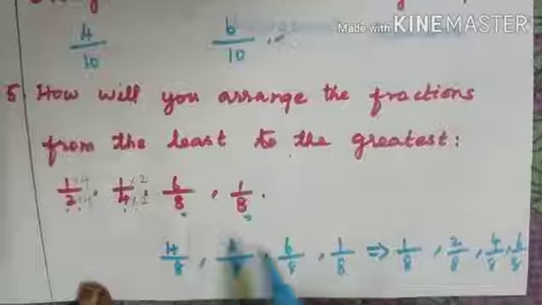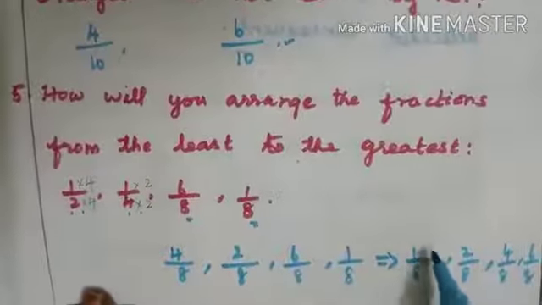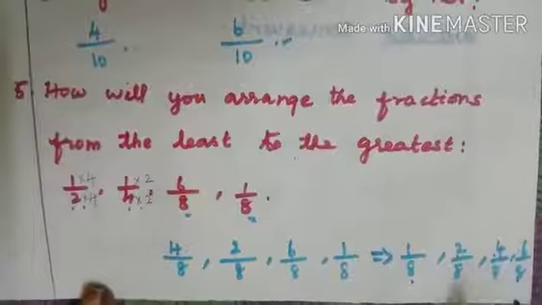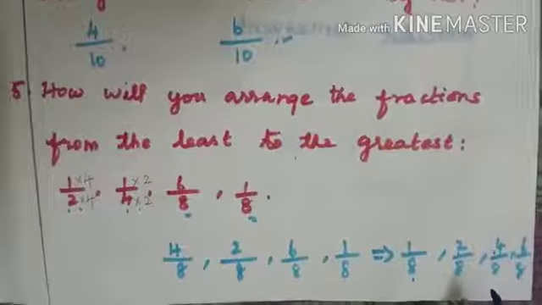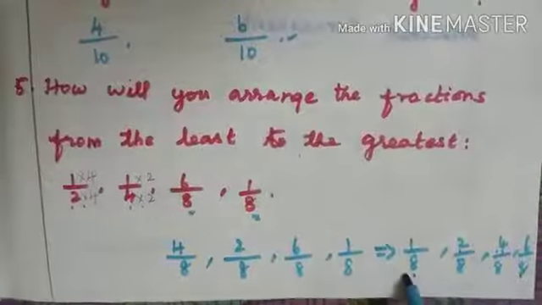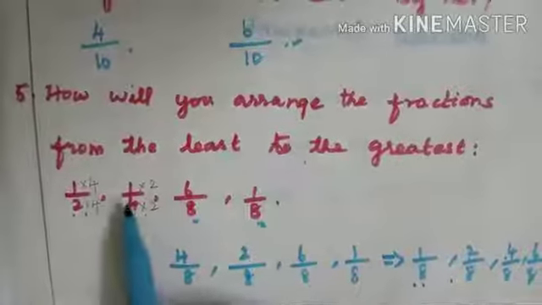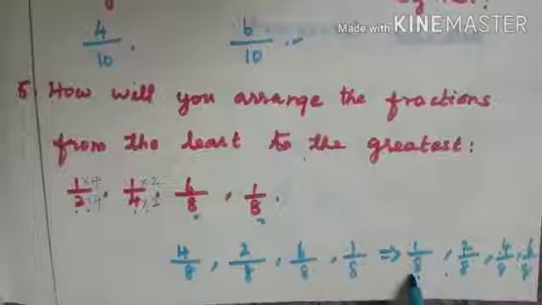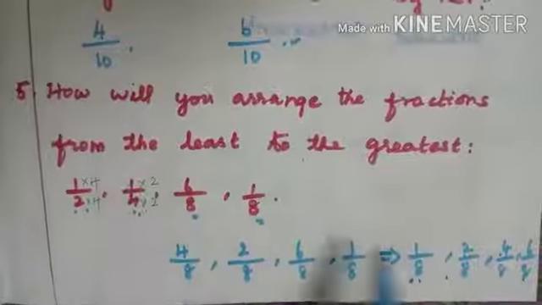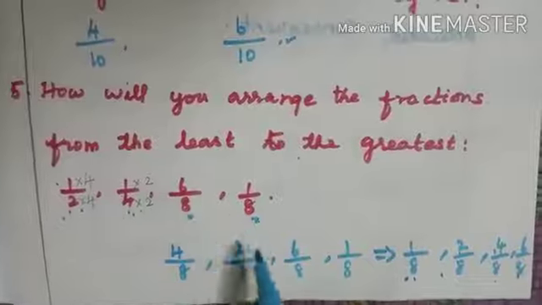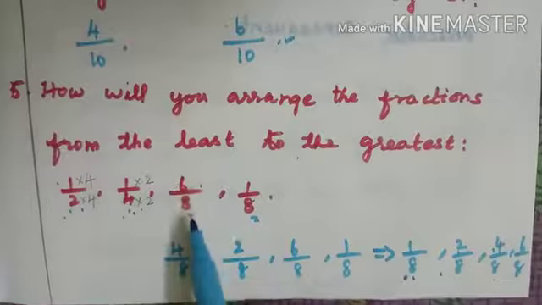But the question is different, isn't it? For this, 1 by 8 and 6 by 8 stay, but these two numbers will change. Therefore we are going to write the answer as first 1 by 8, and for 2 by 8, which fraction did we get 2 by 8 from? 1 by 4. Therefore 1 by 8, comma, 1 by 4, and next 4 by 8 is what? 1 by 2, and last we will write 6 by 8.